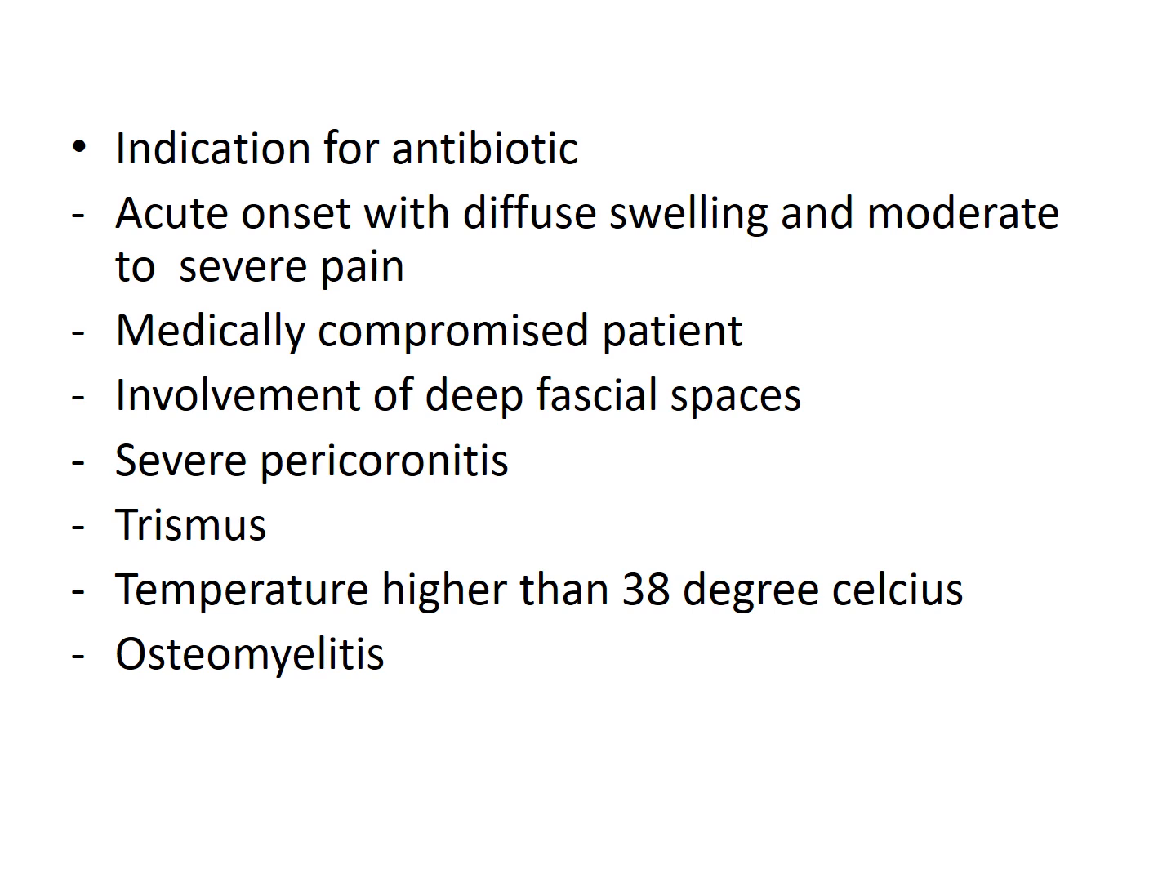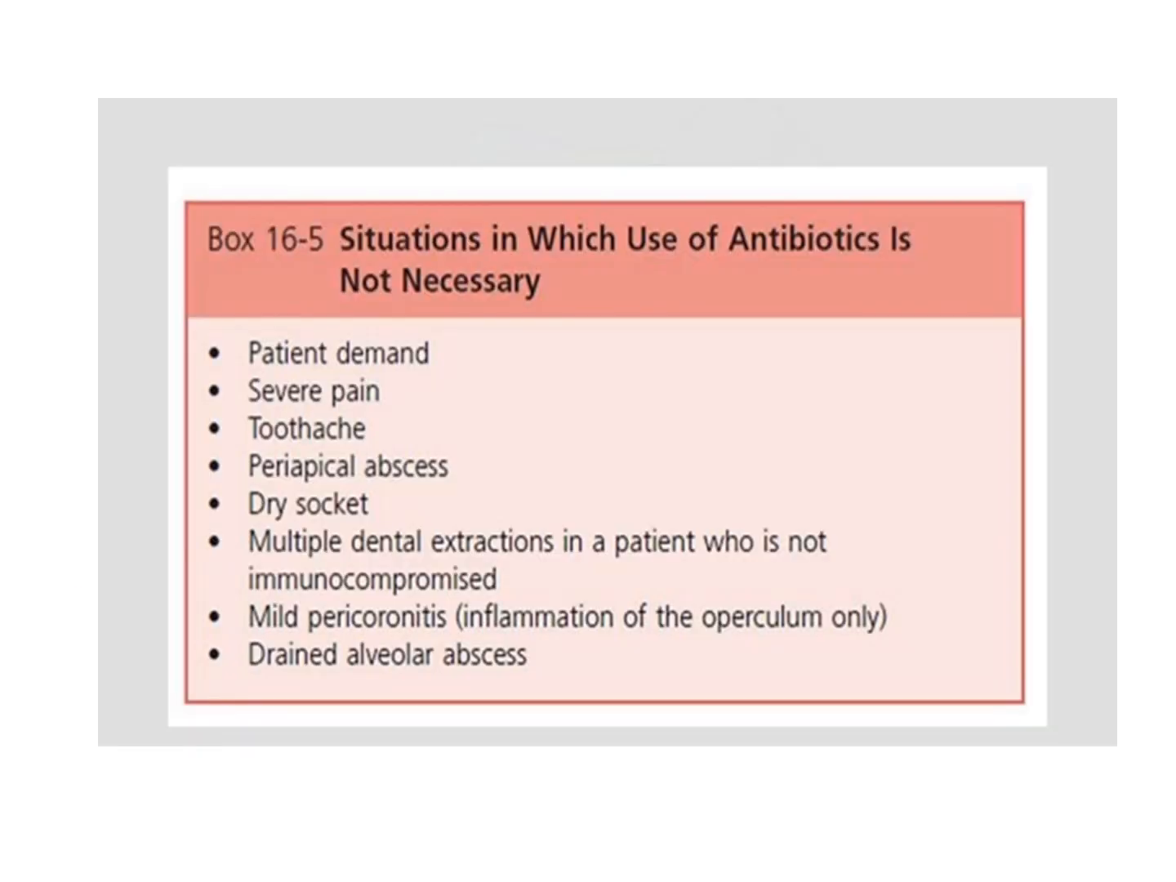So these are the indications for prescription of antibiotic. Acute onset with diffuse swelling and moderate to severe pain. It should be given to patient with medically compromised. Should be given when there is an involvement of the deep facial spaces, when there is severe pericoronitis, when there is evidence of trismus, when the temperature is higher than 38 degrees Celsius, and when there is evidence of osteomyelitis.